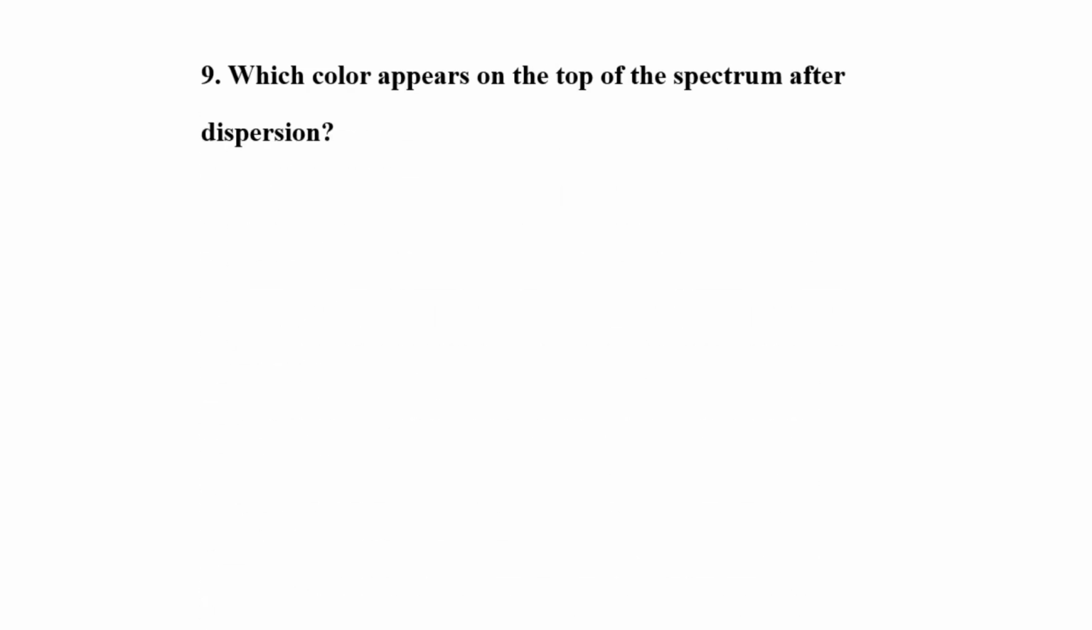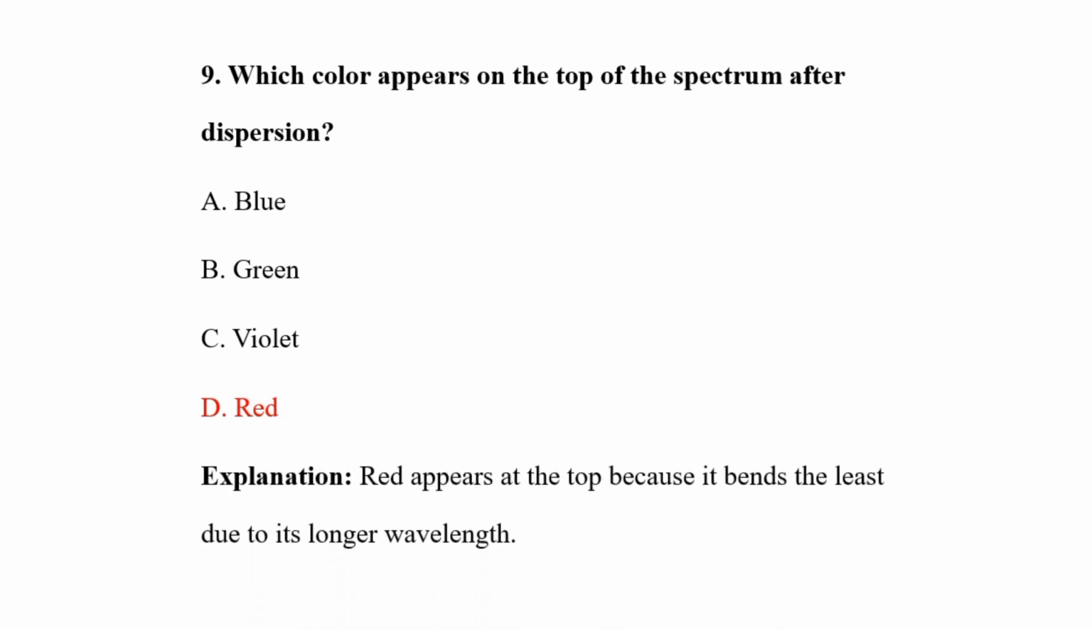Question number 9. Which color appears at the top of the spectrum after dispersion? A. Blue. B. Green. C. Violet. D. Red. The answer is red. Red appears at the top because it bends the least due to its longer wavelength.